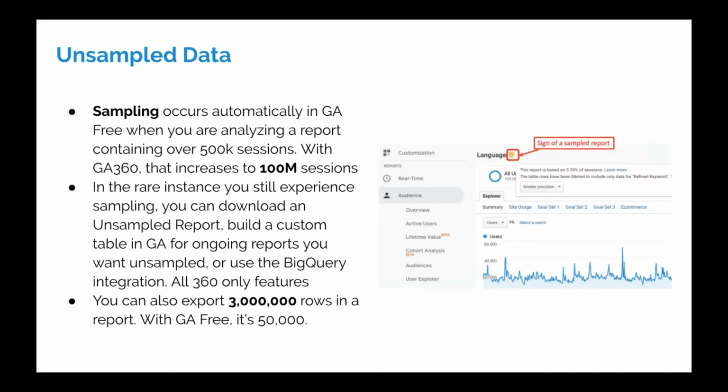This might be one of the biggest, probably the second largest reason for users making the upgrade to 360 besides the integrations would be the very frustrating yellowish orangish check mark that you'll see at the tops of reports, and you can see one in the screenshot on your screen. And whenever you see that check mark, you know that your data, unfortunately, is being sampled.